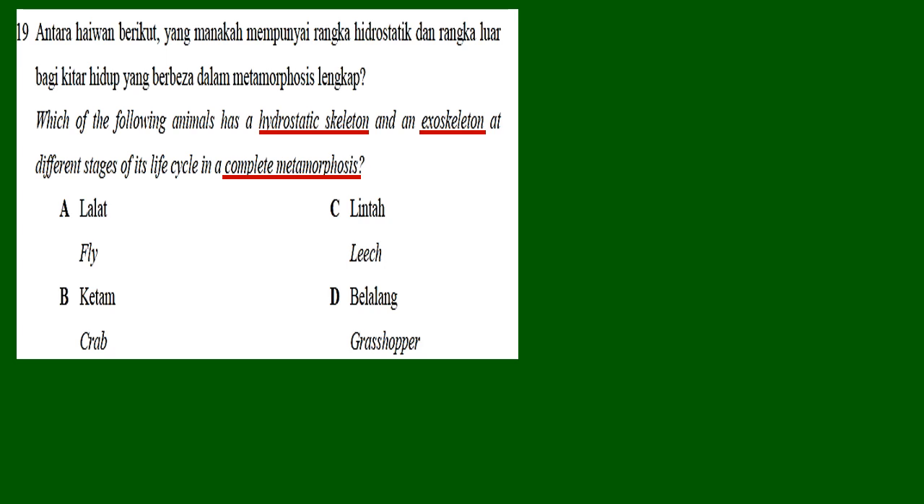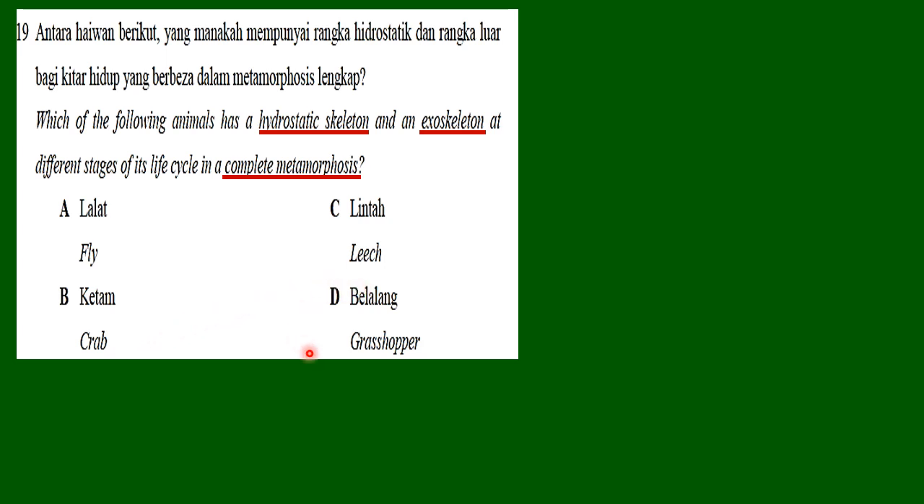Question 19. Which of the following animals has a hydrostatic skeleton and an exoskeleton at different stages of its life cycle in a complete metamorphosis? So let's highlight the keywords: hydrostatic skeleton, exoskeleton at different stages of its life cycle, complete metamorphosis. This word complete metamorphosis really gives us an idea which animal it is. It's not the leech, neither is it the crab, because these don't undergo metamorphosis.